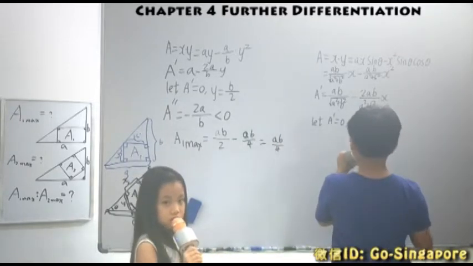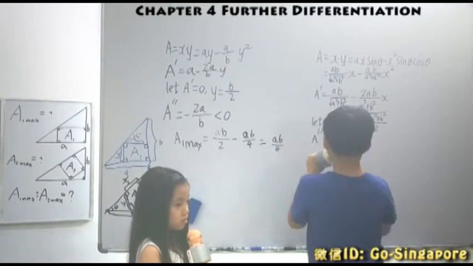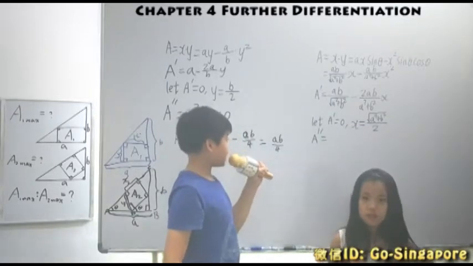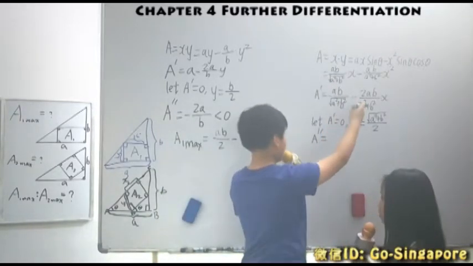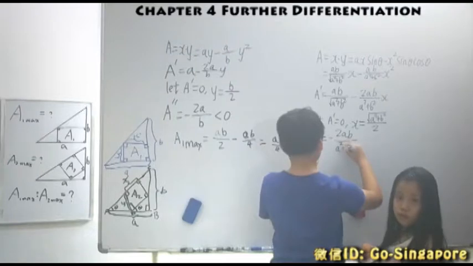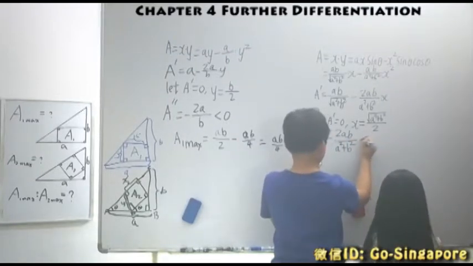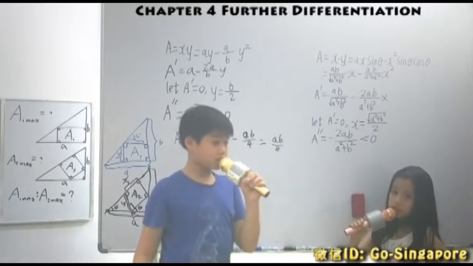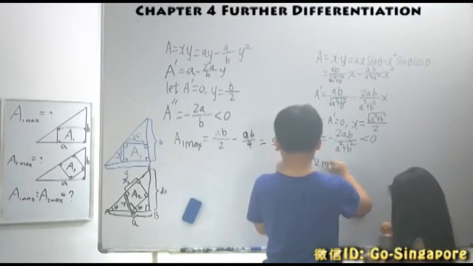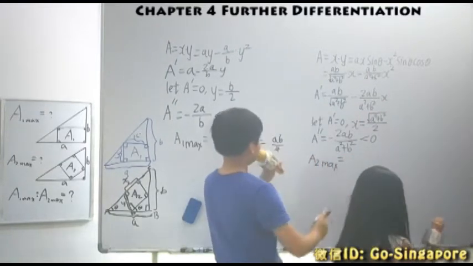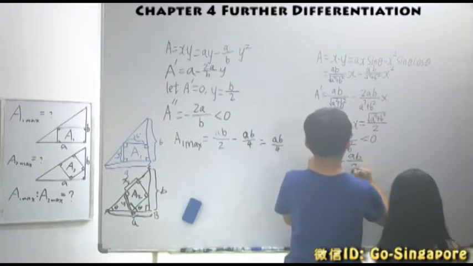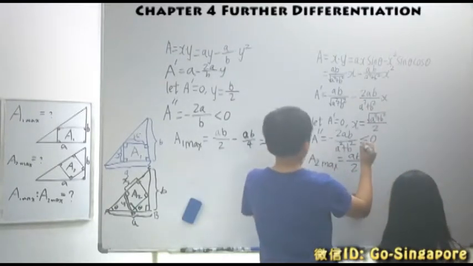Yes. Okay, so for this we'll need to find the second derivative, right? Yes. So the second derivative here will be 0, and then here this is negative 2AB over A squared plus B squared, correct? Correct. And this is smaller than 0. Yes. Okay, so now we'll need to find the maximum area, right? Right. So then we'll substitute the X in here. So this is AB over 2 minus, what would this be?